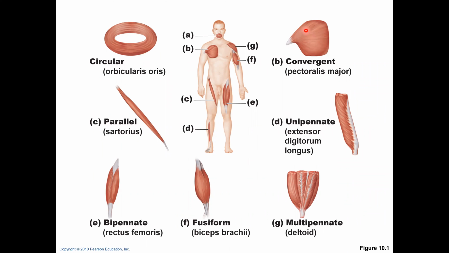Convergent muscles allow different actions. So one muscle can do, let's say, abduction and flexion, depending on what fibers are activated. And so on.